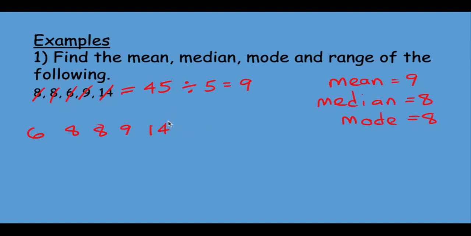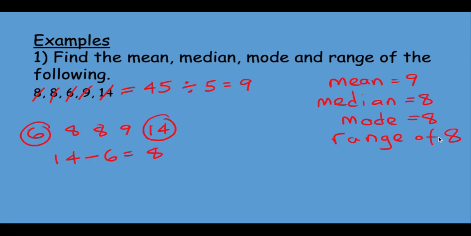And then for range, we find our biggest one, which is going to be our last number, our smallest number, which is going to be our first number, and we say 14 minus 6, which is 8. So we've got a range of 8 as well. Okay, so let's look at the next example.